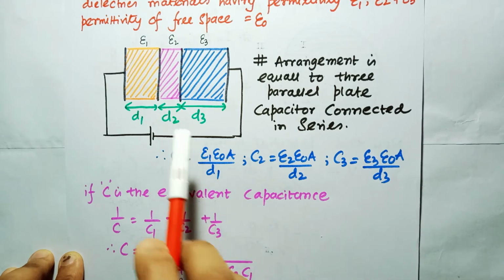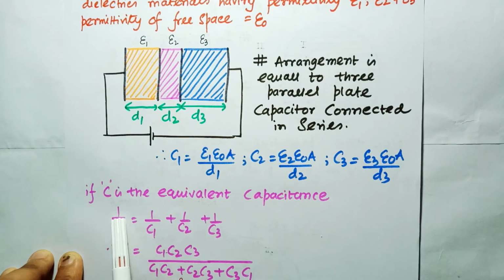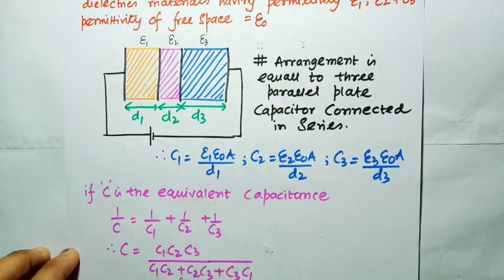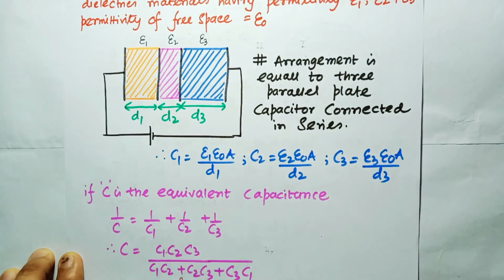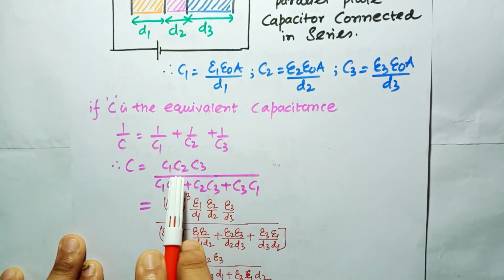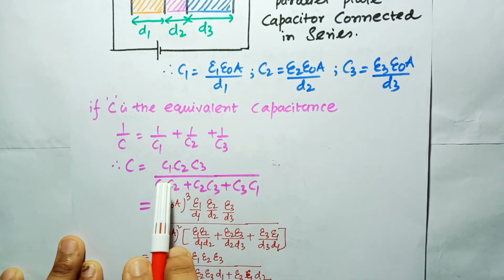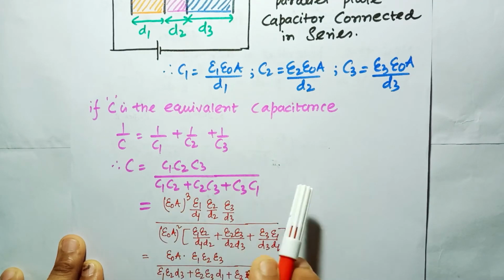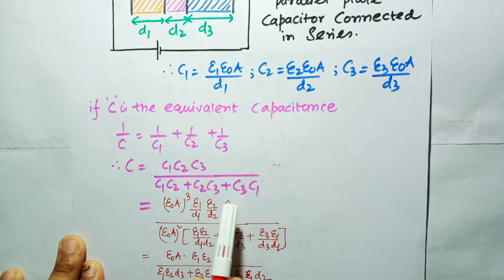If they are connected in series, and C is the equivalent capacitance, then this is the formula: 1 by C is equal to 1 by C1 plus 1 by C2 plus 1 by C3. From there we can get the value of C is equal to C1 C2 C3, the product of all the capacitances, divided by C1 C2 plus C2 C3 plus C3 C1.